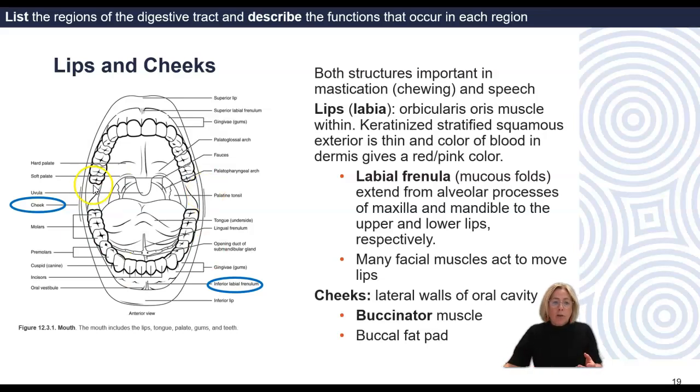The cheeks form the lateral walls of the oral cavity, and they contain this buccinator muscle which flattens the cheek against the teeth. There's also a buccal fat pad, and that gives that sort of rounded profile on the side of the face. So the lips and the cheeks then help to move food in the mouth while your teeth grind that food. And they also help to form words, as you can see me doing right now.